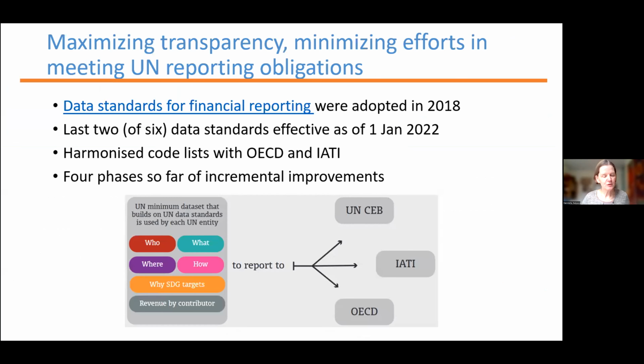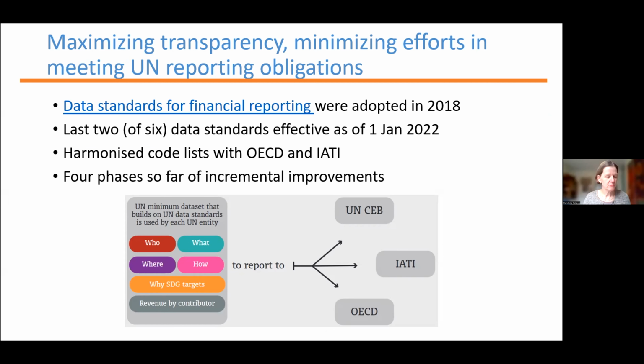Then let me come to a short summary, which complements in a way the picture of what Julie already talked about, of what has happened in this UN system-wide data space. We have done a lot of work since 2017, 2018 under the tagline, maximizing transparency and minimizing effort in meeting the UN reporting obligations.